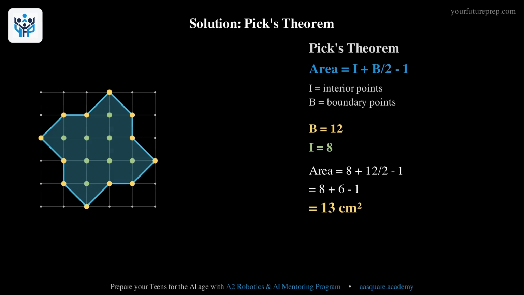Now plug into Pick's theorem. Area equals 8 plus 12 over 2 minus 1. 12 over 2 is 6. So that's 8 plus 6 minus 1, which is 13.